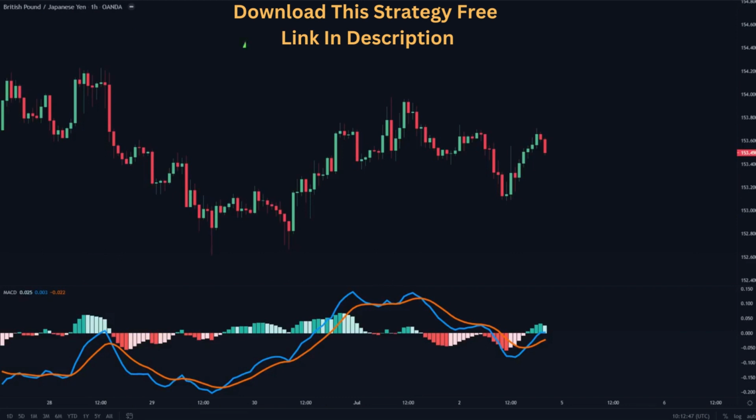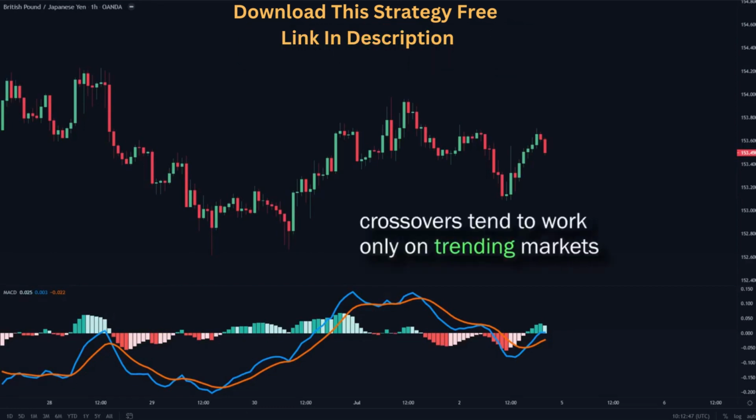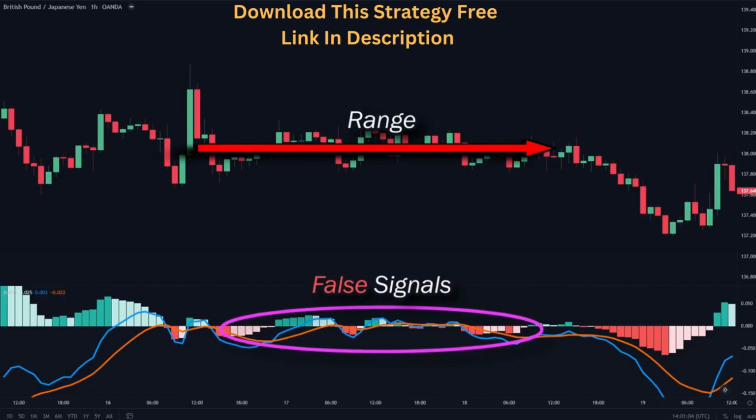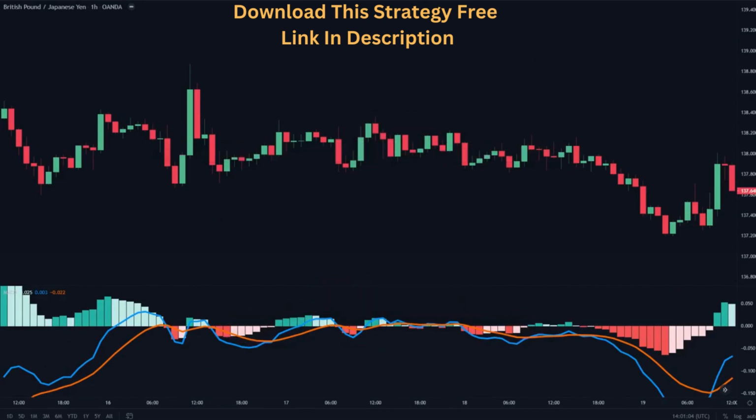Now, for advanced traders, if you want to get more profits using the MACD, you cannot simply rely on beginner crossover techniques, because remember, crossovers tend to work only on trending markets. If the market is on a range like this, the indicator will give you many false signals. So that is why if you want to increase the win rate, I recommend using a more advanced version of the strategy, which is by combining the MACD with price action.